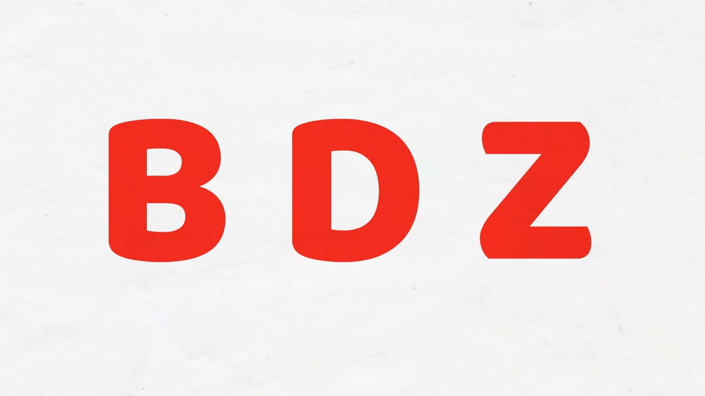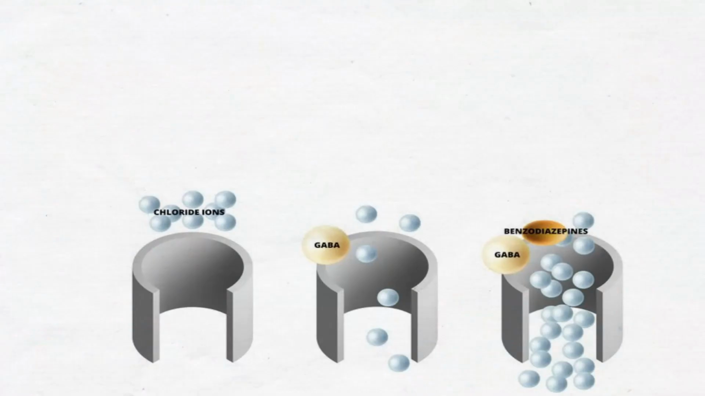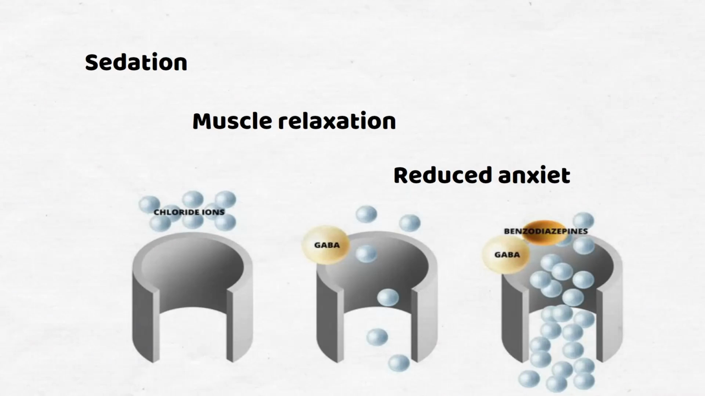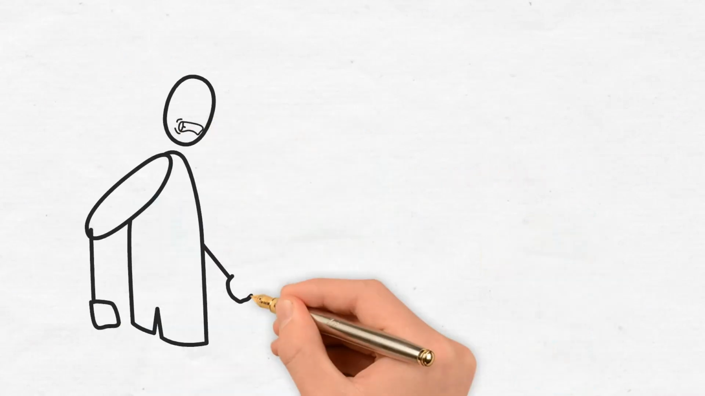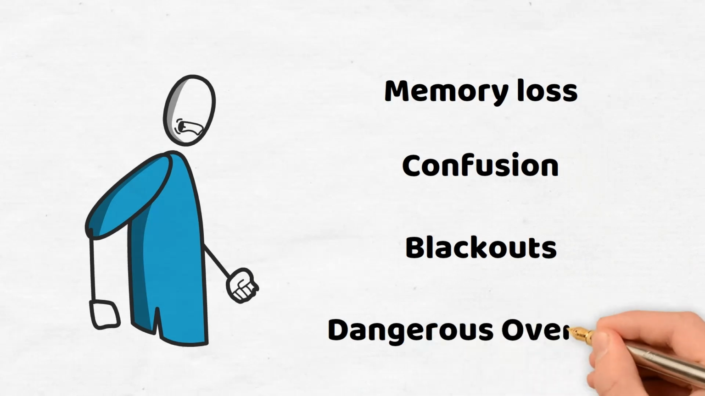Benzodiazepines. Benzodiazepines taken without a prescription are usually swallowed. They enhance the effects of GABA, leading to sedation, muscle relaxation, and reduced anxiety. Adverse effects include memory loss, confusion, blackouts, and dangerous overdose when combined with alcohol or opioids.